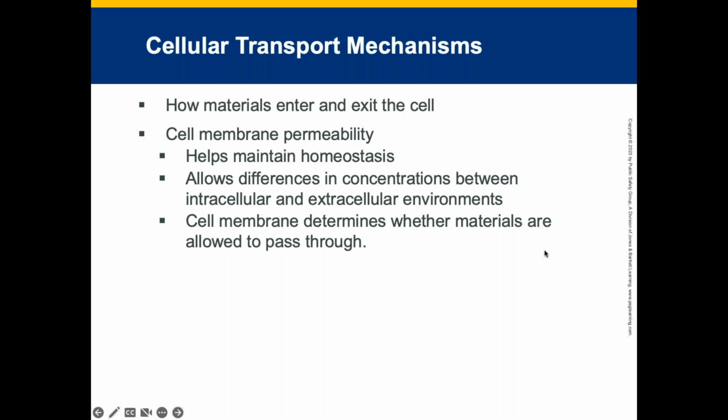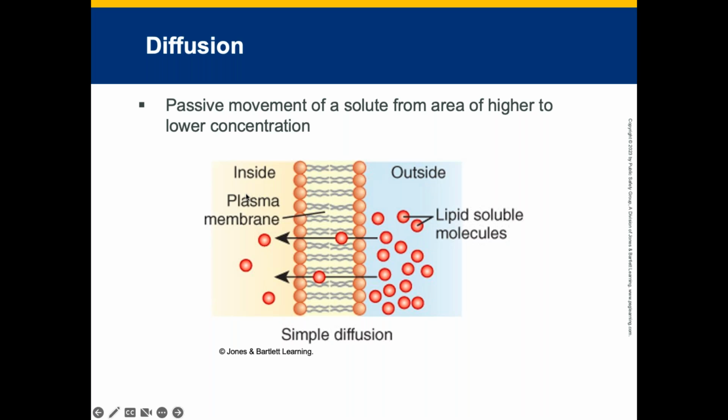Will it allow that chemical and/or gas to pass through that gradient that's there? As you can see here, the passive movement of a solute moving from an area of higher concentration to an area of lower concentration until an even distribution of particles is achieved is called diffusion. As you can see here, you have the lipid-soluble molecules moving through.